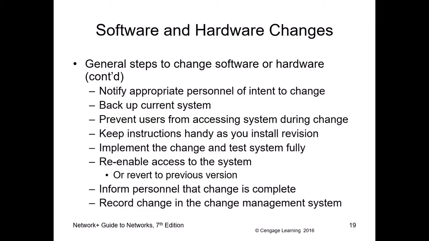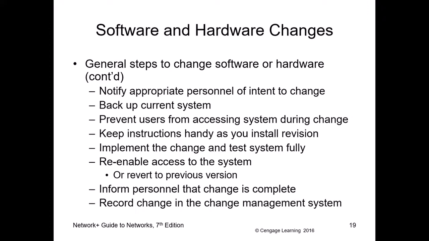All right, also, write this down. Notify appropriate personnel of intent to change. In fact, write all of these points down. This is important not only for a SCADA or an ICS system, but also for a typical corporate network. Back up the current system that you have. Prevent users from accessing the system during the change. Well, if you're doing it off hours, you should be okay with that.